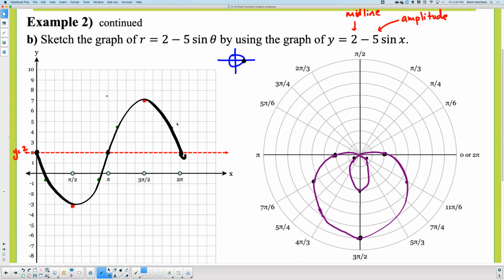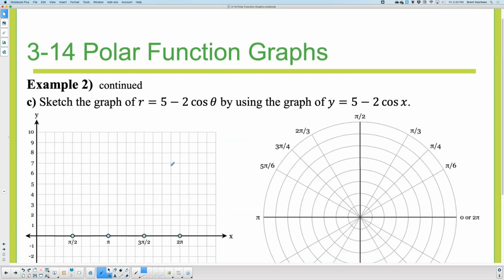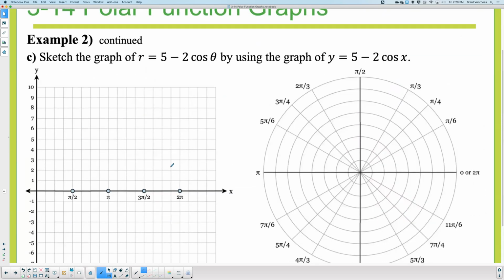Okay, I got one more for you. Let's see if we can speed through this a little faster. Tell me, if I wanted to graph this, and I'm going to use a normal graph, what's the midline? 5. Midline is 5. What's my amplitude? Amplitude. Okay, so let's go to our graph. Let's draw a line at 5.